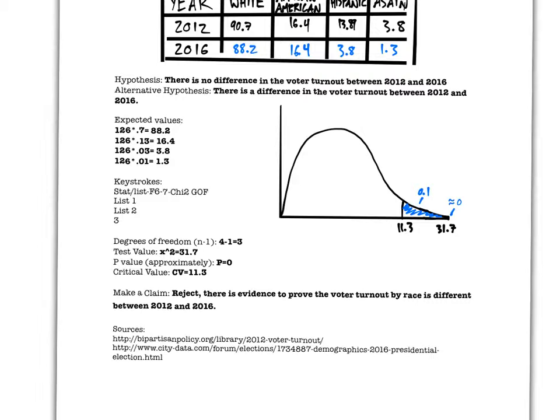Let's see, then shown in the graph, you can see the critical value 11.3 and then 31.7, which in reality would be much farther off the graph than where it is now. But by both examining the traditional method, the test value is within the critical range, so that would suggest that we would reject the null hypothesis, and also the p-value is less than 0.1, so that would also suggest that we reject the hypothesis. So, that being said, again, reject. There is evidence to prove that the voter turnout by race is different between 2012 and 2016.